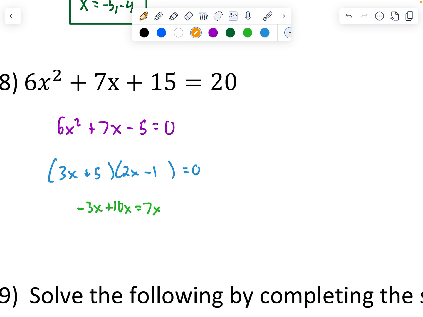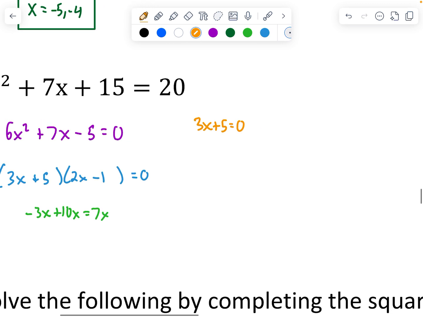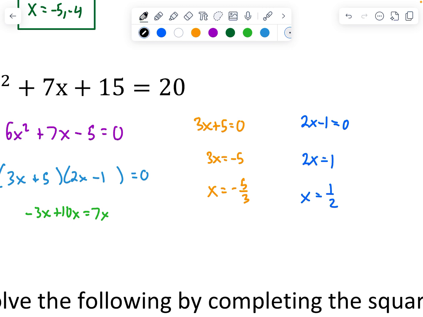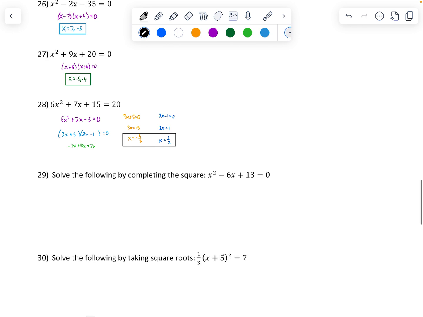So now I can set each of those equal to 0 separately. So 3x plus 5 equals 0, and 2x minus 1 equals 0. And solve. So 3x equals negative 5, x equals negative 5 thirds. And the blue one, add 1, you get 2x equals 1, or x equals 1/2. And so that's how you do that.